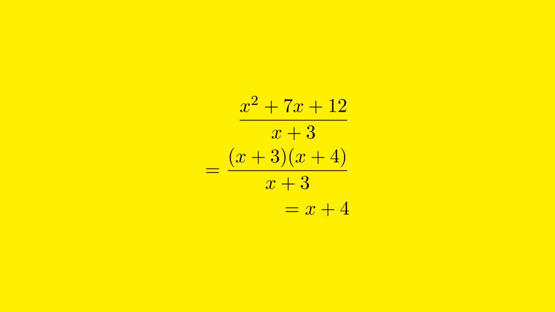This is the final step. The rational expression x squared plus 7x plus 12 divided by x plus 3 reduces to x plus 4.